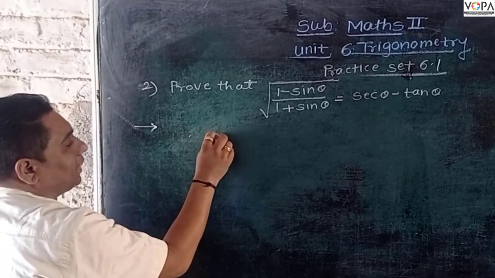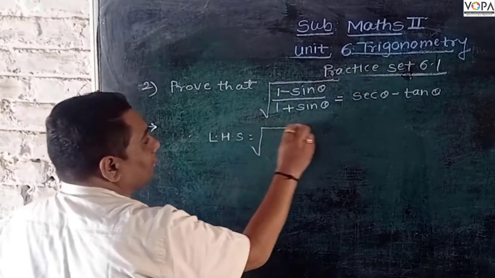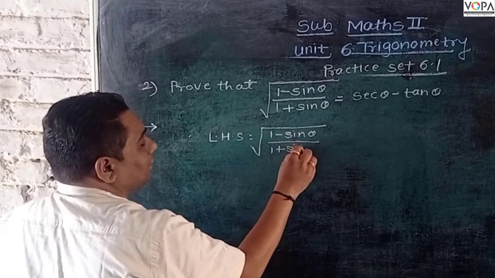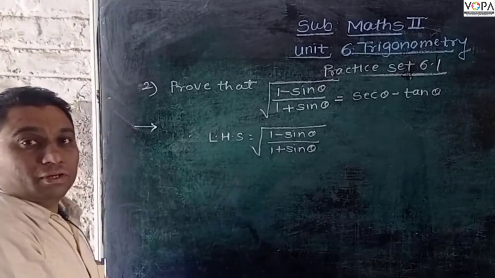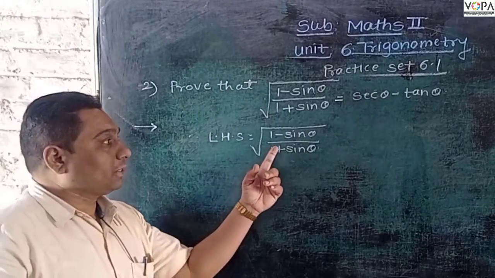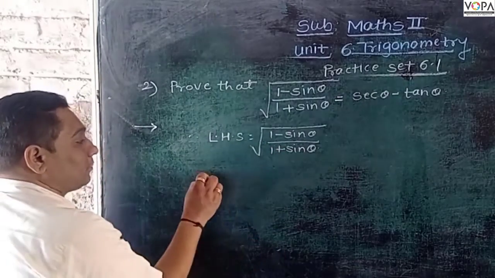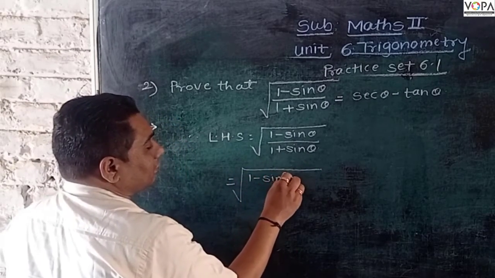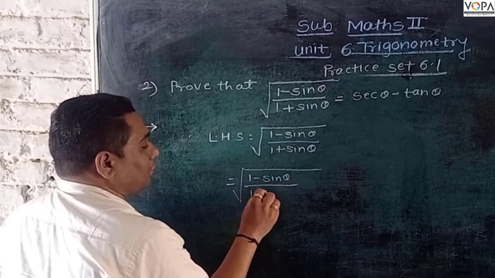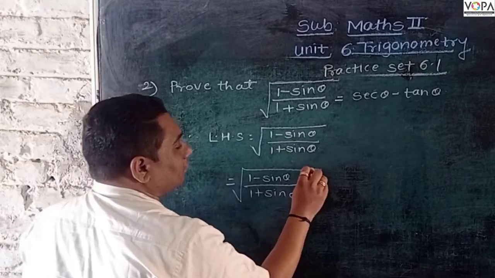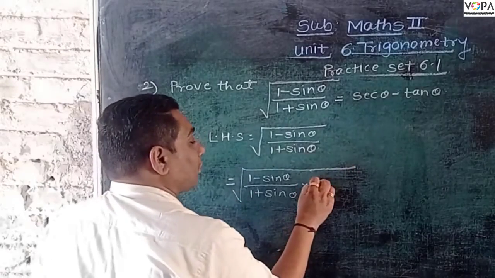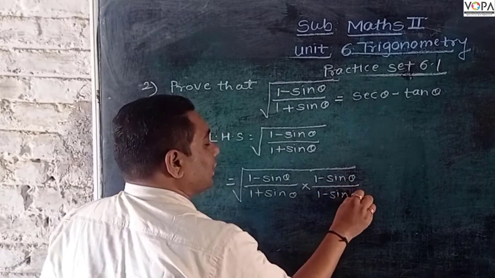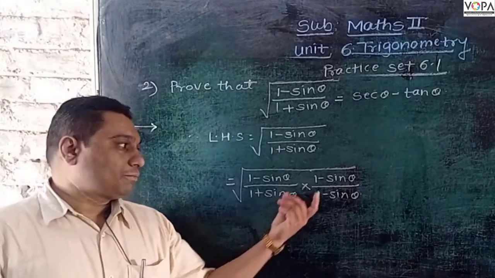Therefore, the left hand side is equal to the square root of (1 minus sin theta) upon (1 plus sin theta). Now you can multiply and divide by the conjugate of this denominator. So it is equal to (1 minus sin theta) upon (1 plus sin theta) into, we can multiply and divide, (1 minus sin theta) upon (1 minus sin theta). So by using the conjugate of this denominator, we can multiply it and divide it.